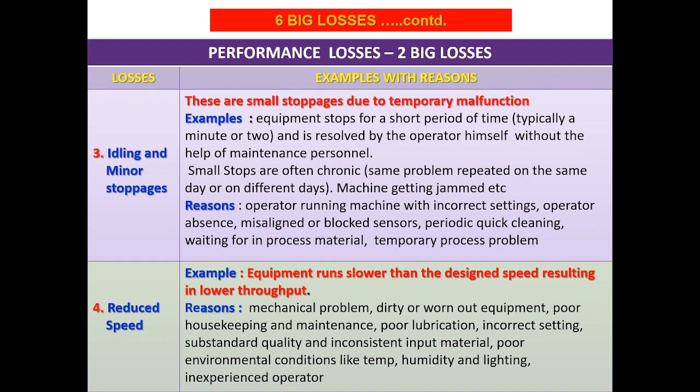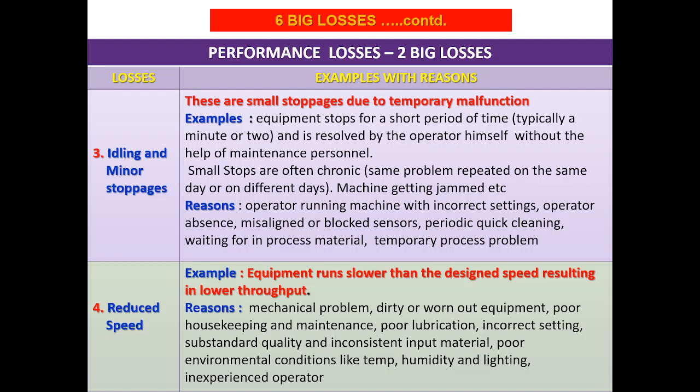Let's see the losses under performance losses. The third loss is idling and minor stoppages. These are small stoppages. For example, when equipment stops for a short period of time, typically a minute or two, and is resolved by the operator himself without the help of maintenance personnel.